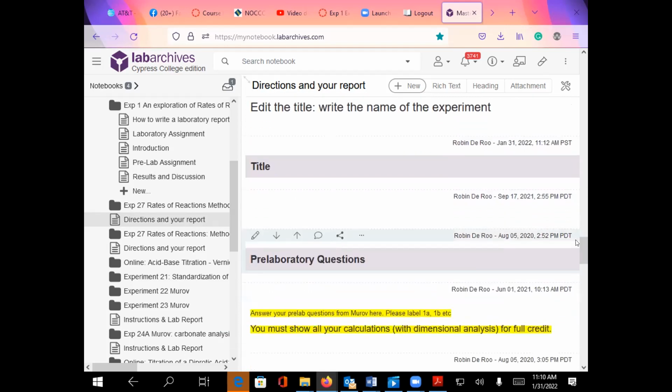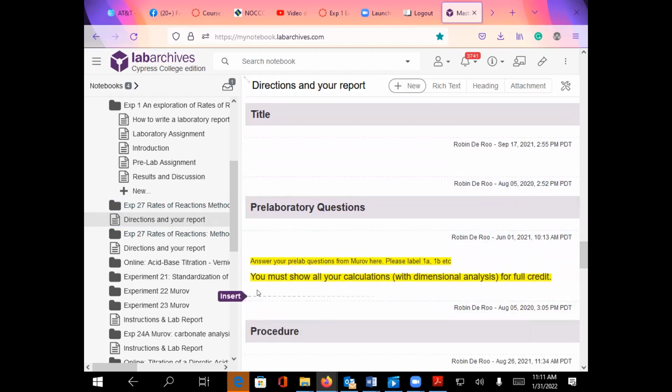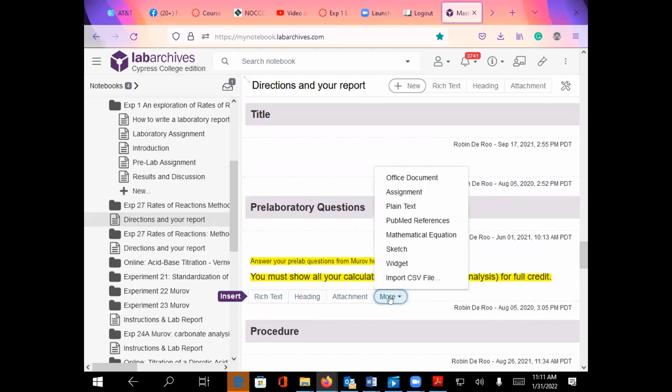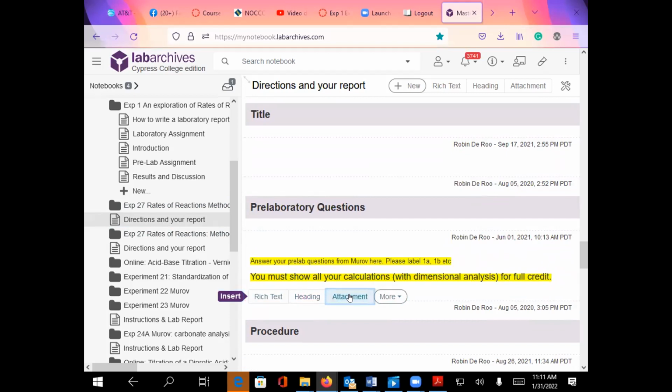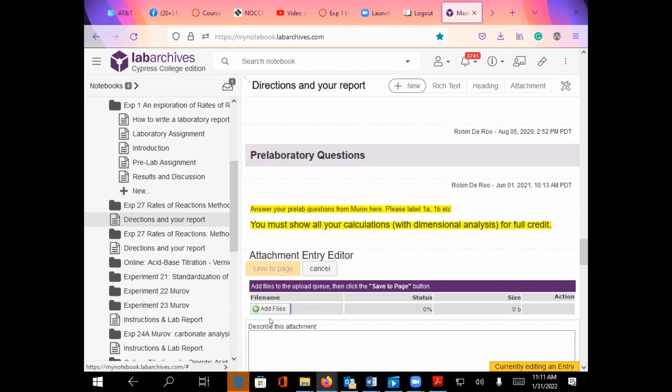Okay, you guys have pre-lab questions. Then you're going to put them here. You can write in your lab manual and scan it, or if you want, type it in here. But remember, you can always upload a file because you can scan it. If it's in your computer, then you can always upload that file. So if you've scanned it, you just go to this and upload your file.